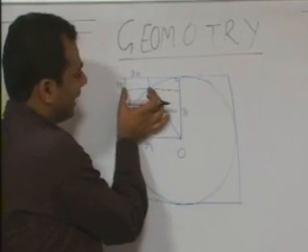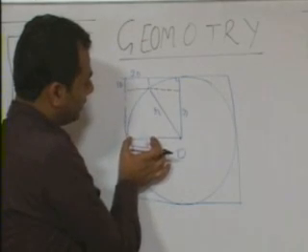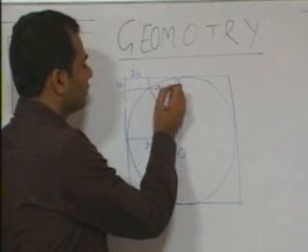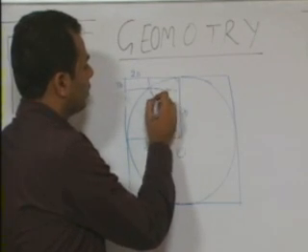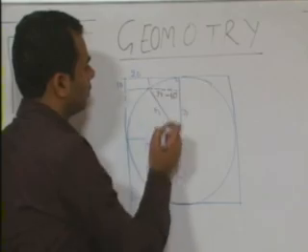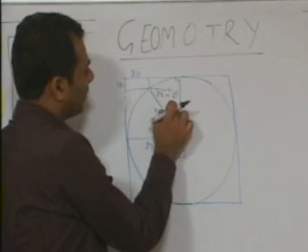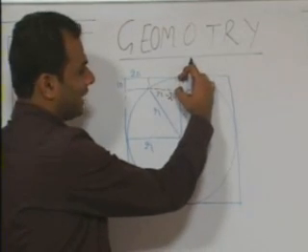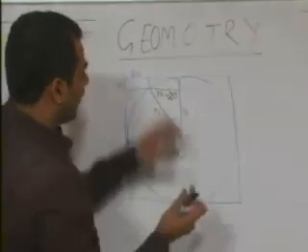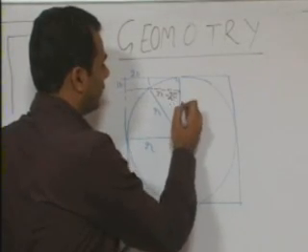Now if this is 10, this length is also 10 from here to here. So this length is R minus 10. Write down this is R minus 10. Similarly, if this is 20, this is R minus 20 here. The entire length is R, and this is 10, so this length from here to here is R minus 10.